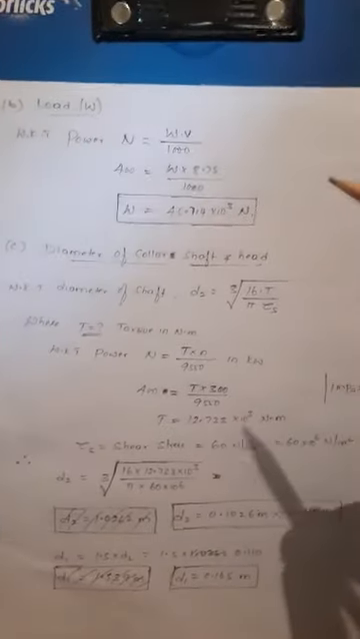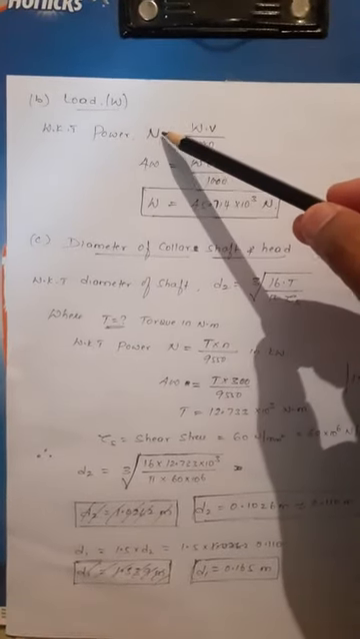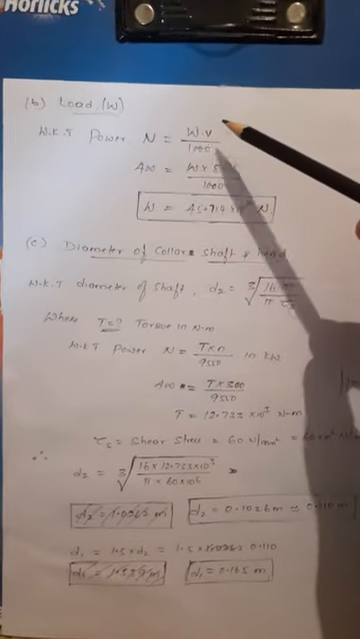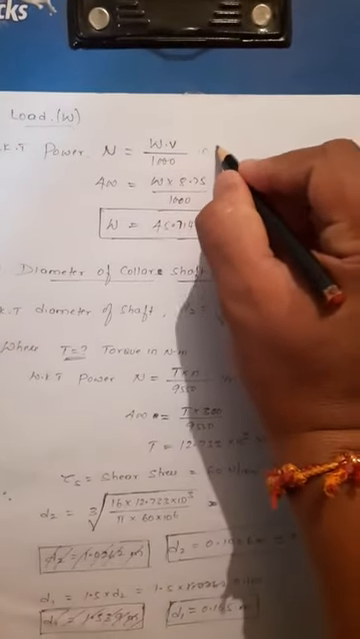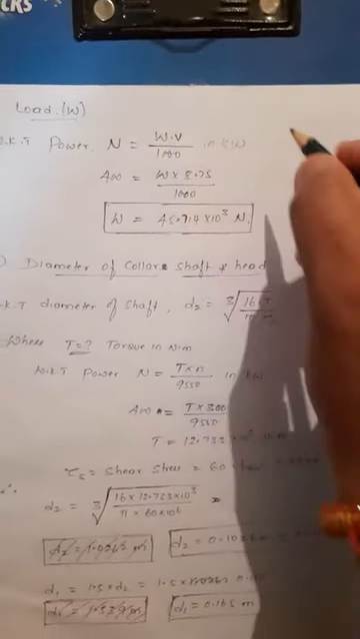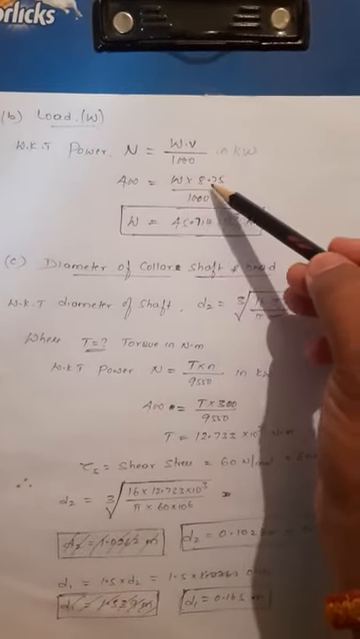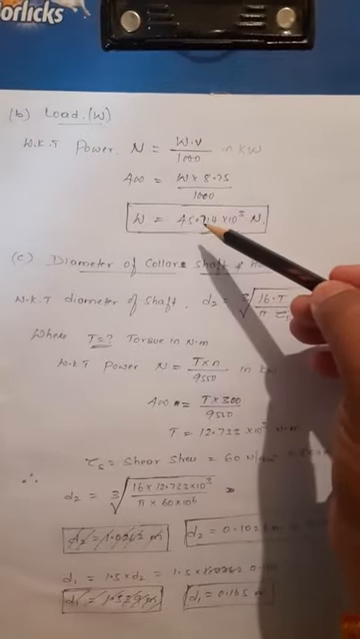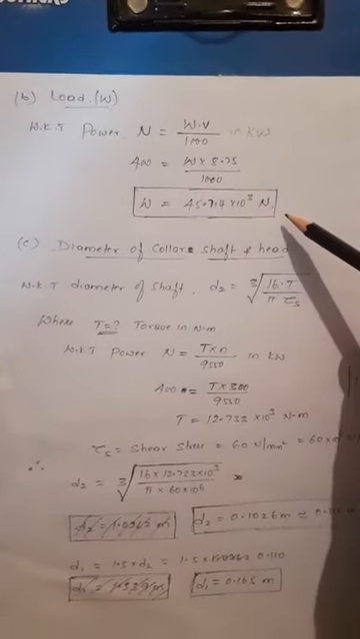Then the other data is the load. I want to calculate the load from the power equation. Power N is equal to W into V divided by 1000, where power is in kilowatt. Now N is equal to 400 kilowatt. Substitute the V value and we get W equal to 45.714 into 10 to the power of 3 Newton.